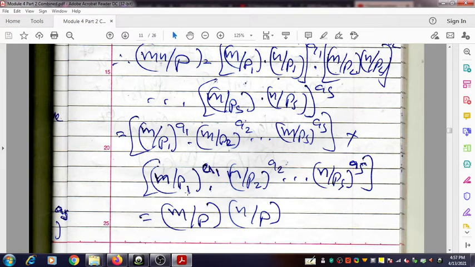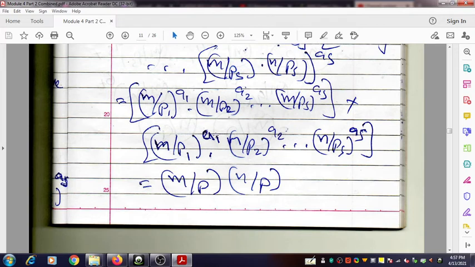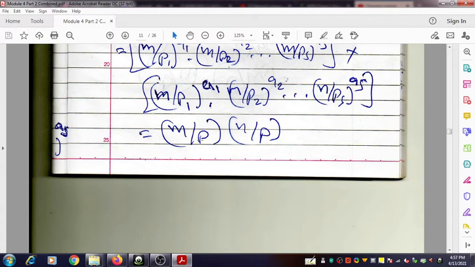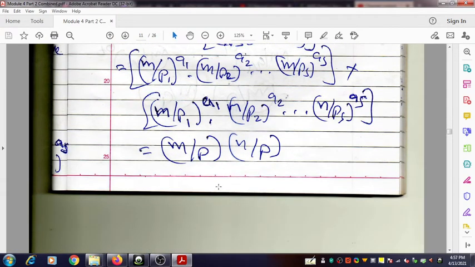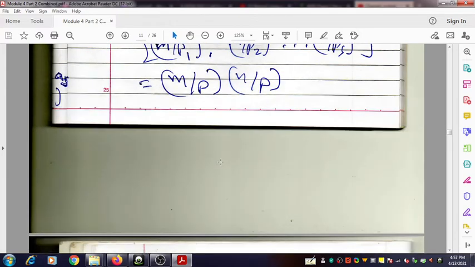And now, going back to the previous steps, we have stated in statement A and statement B that this quantity equals (m/P), and the quantity in the second bracket equals (n/P). So these quantities are substituted and we finally get the required result, that is (m/P) into (n/P).